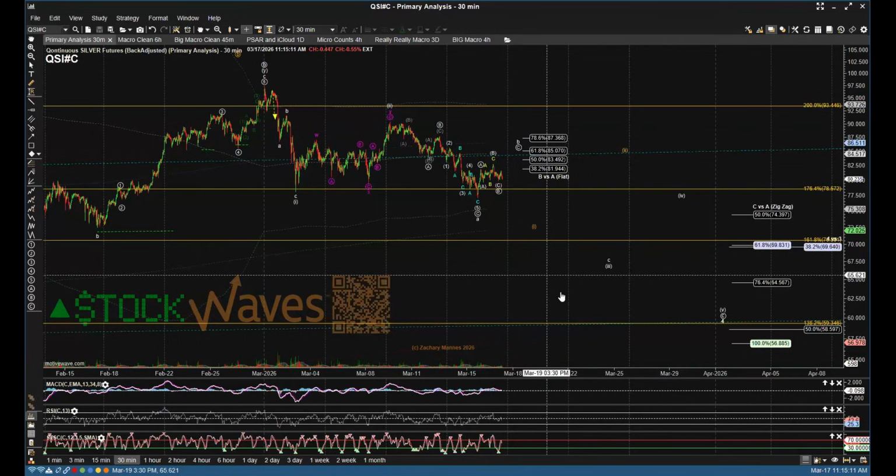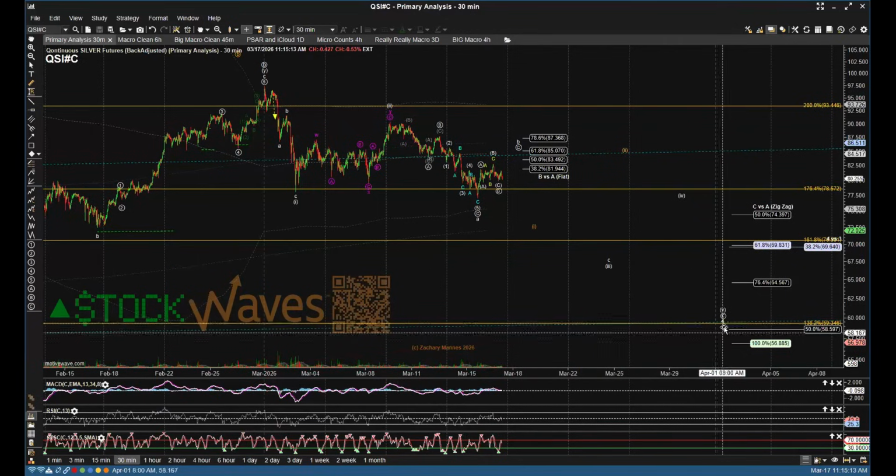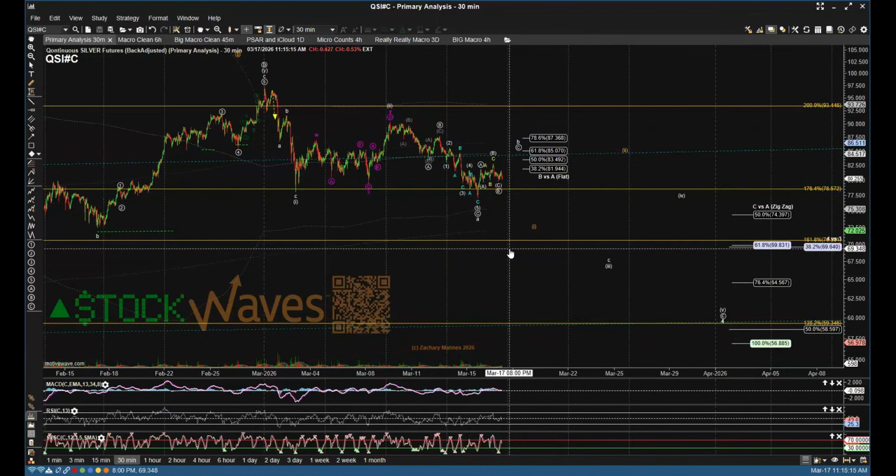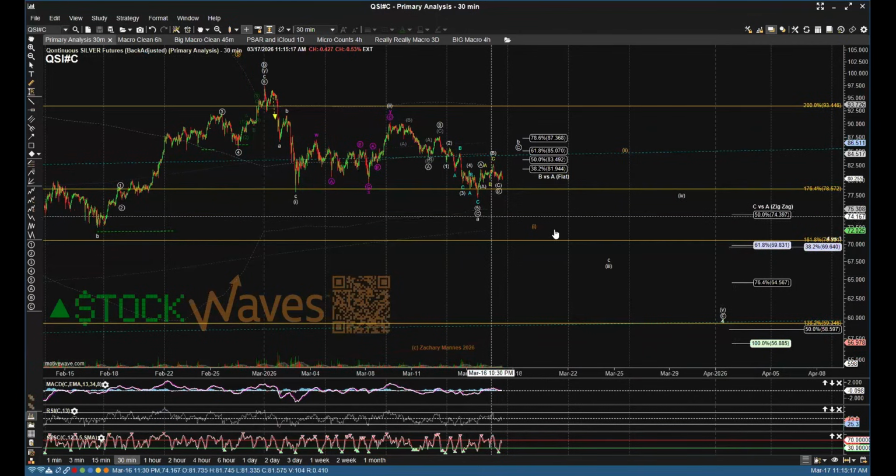up in gold. Gold, I'm actually counting it 1 degree larger, but here you can see that those counts can be very, very similar.